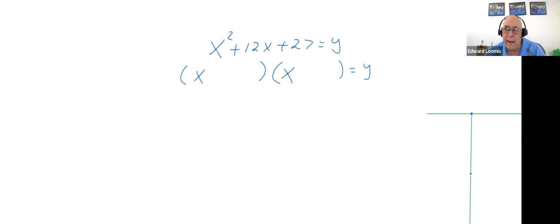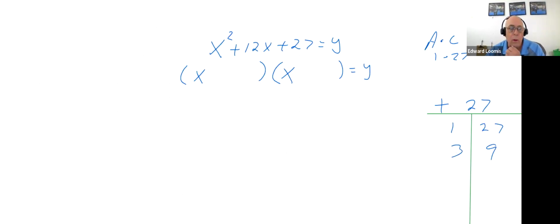I'm going to take A times C. A is 1. There's nothing in front of the x squared, so I know it's 1. C is 27. 1 times 27 is 27. I'm also going to look at C. It's positive, so I'm going to put a plus sign right there. Now, what are the factors of 27? It's pretty easy. There's not many. 1 times 27 and 3 times 9.